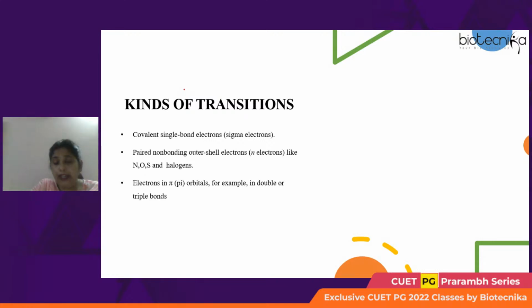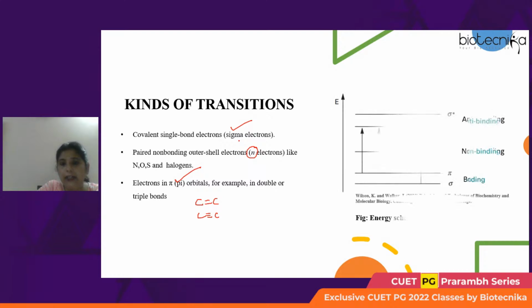So, yes, now I'll be telling you some very important points. Please pay attention. The electron transition, the absorption of light, will depend upon the type of electrons which are present. So we have three types of electrons. One is sigma electrons, which are present in saturated compounds, that is those which don't have a double bond or triple bond. Pi electrons, which are present in unsaturated compounds, which have a double bond or triple bond. And non-bonding electrons, which are present in nitrogen, oxygen, lone pairs.